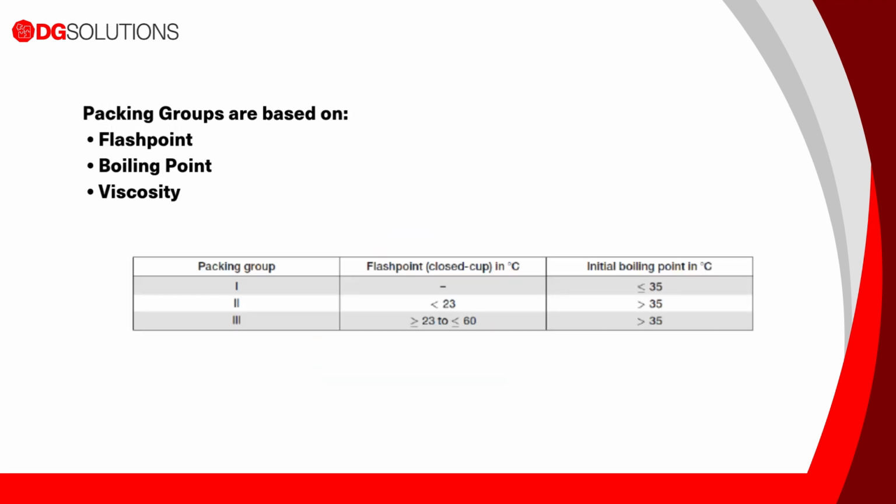Flammable liquids are assigned a packing group based on flashpoint, boiling point, and viscosity. These factors determine the level of danger and the packaging standard required for safe transport.